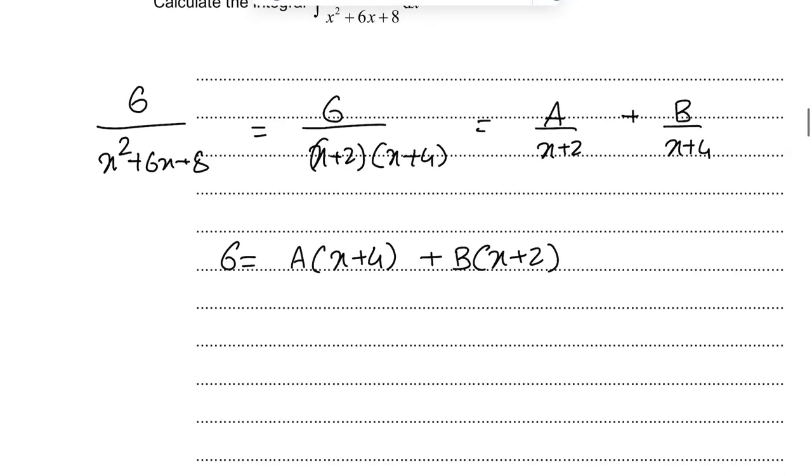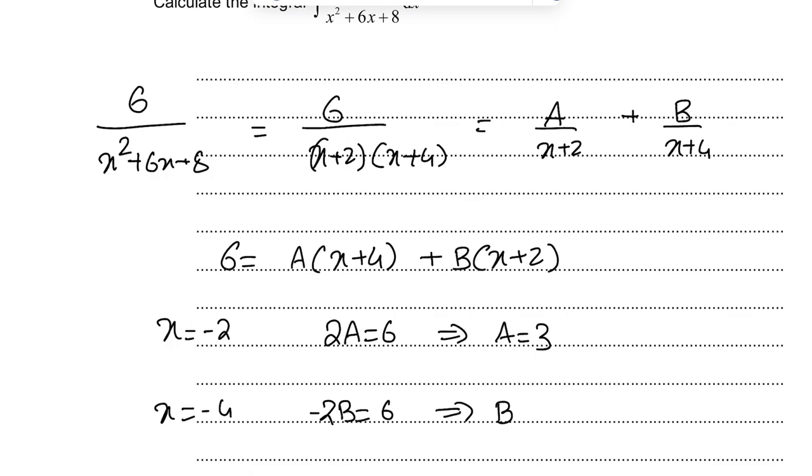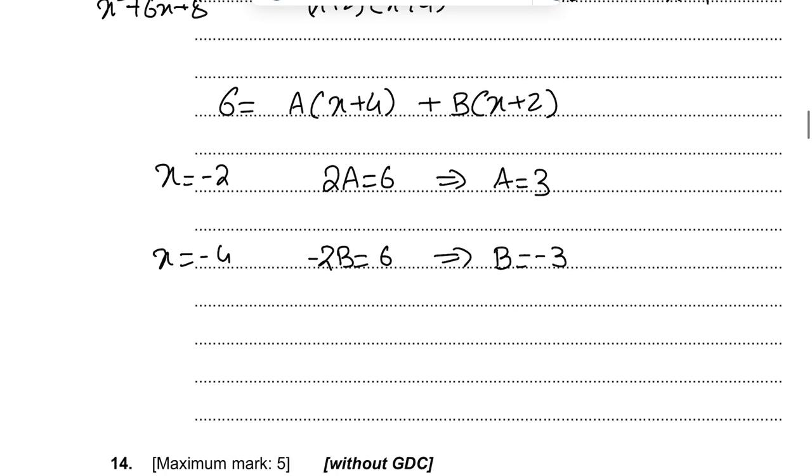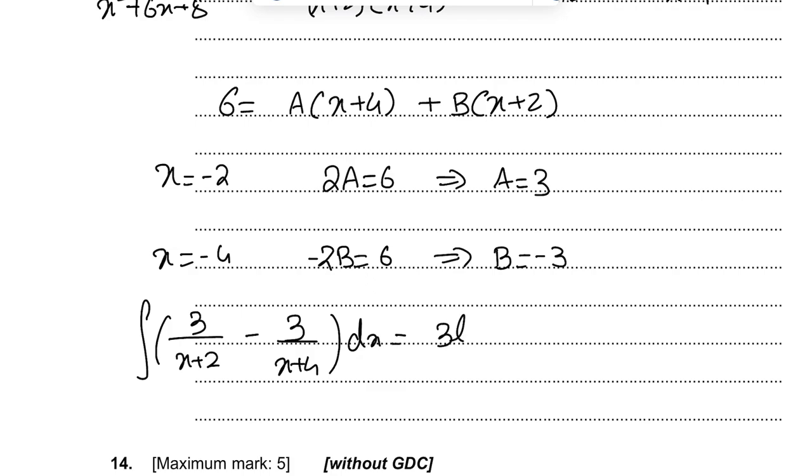So plug in x equals negative 2, we will get 2A equals 6, which gives me A equals 3. Then x equals negative 4, negative 2B equals 6, which gives me B equals negative 3. So what will the integral become? Now the integral will become 3 upon x plus 2 minus 3 upon x plus 4 dx. So it becomes 3 ln of x plus 2 minus 3 ln of x plus 4 plus C.